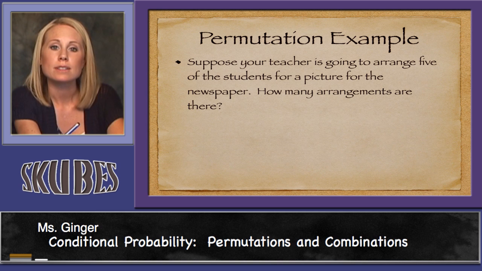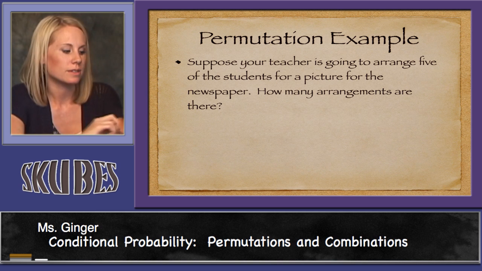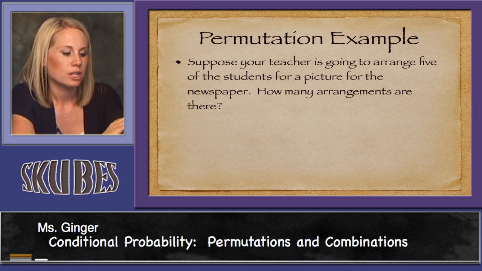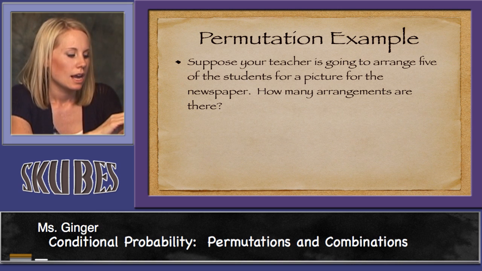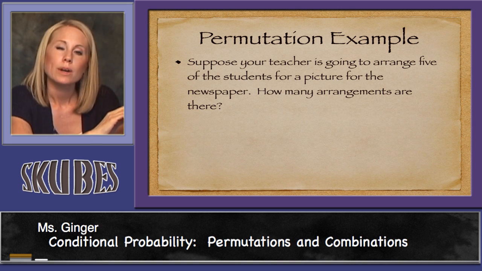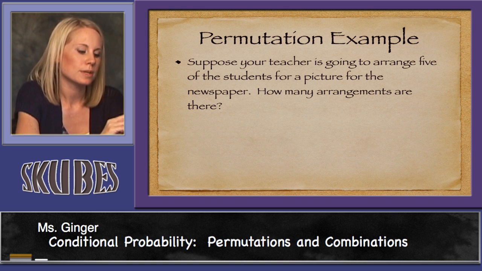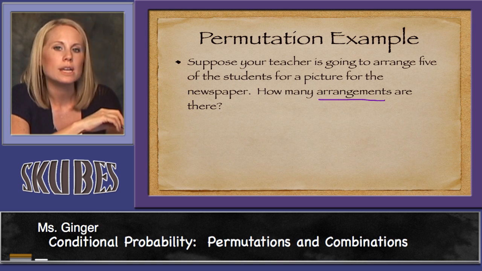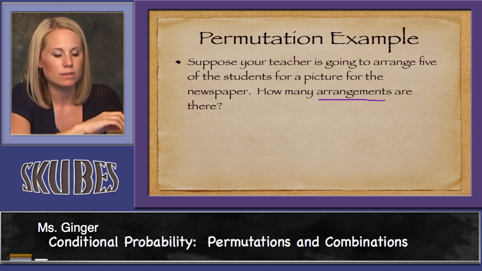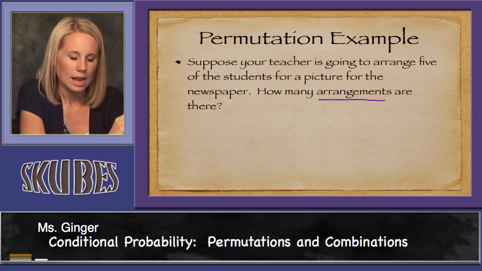So that was a combination example, so now let's take a look at a permutation example. Suppose your teacher is going to arrange 5 of you guys for a picture in the newspaper. How many arrangements of 5 people in your class are possible? So when you see that word arrangement, you're going to go to your permutation formula. Just slightly different from the one we looked at on the first slide.